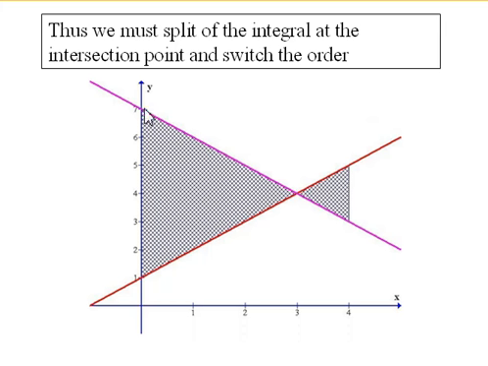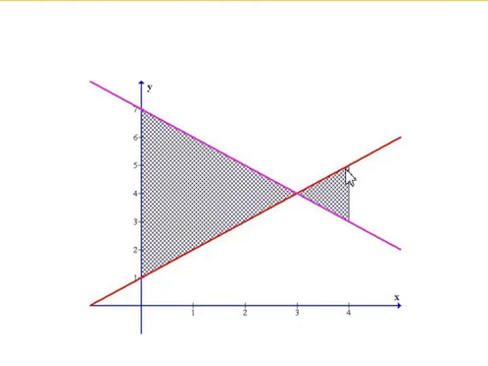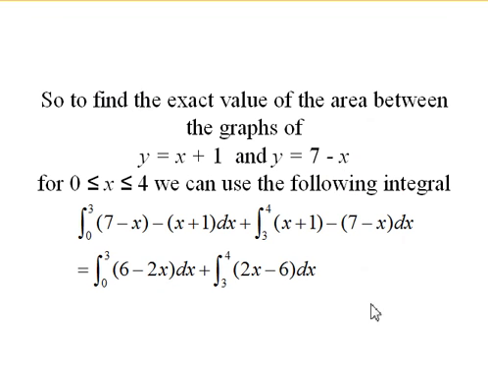And we have to switch which function's on top, because it's 7 minus x here, and it's x plus 1 over here. So the integral to calculate this area is going to look like the following. We're going to go from 0 to 3 with 7 minus x on top and x plus 1 on bottom, subtracting them, and then from 3 to 4 with x plus 1 on top and then subtracting out 7 minus x. So we get the following two integrals.